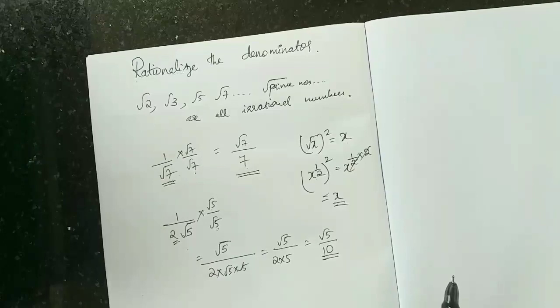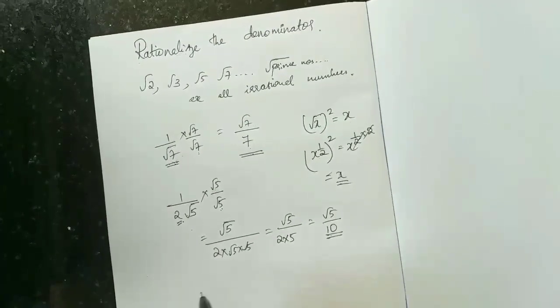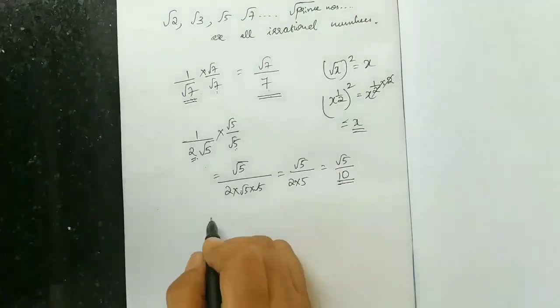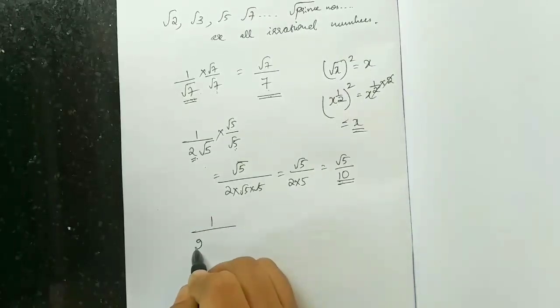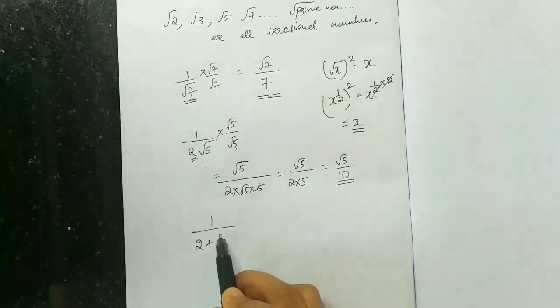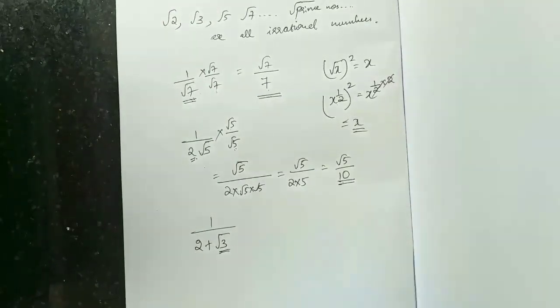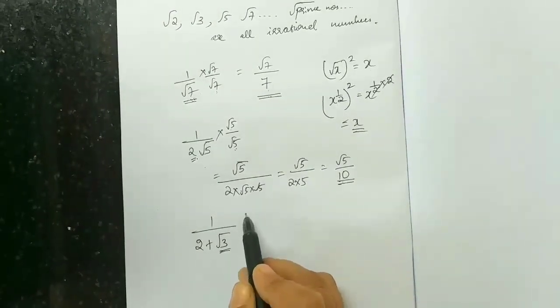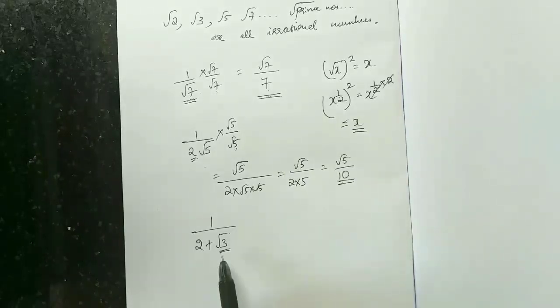Let us take an example of a fraction where the denominator has 2 terms. Let us take it as 2 plus root 3. Here, root 3 is an irrational number. And we can't do this sum just by multiplying by root 3 by root 3. We will not be getting the answer.